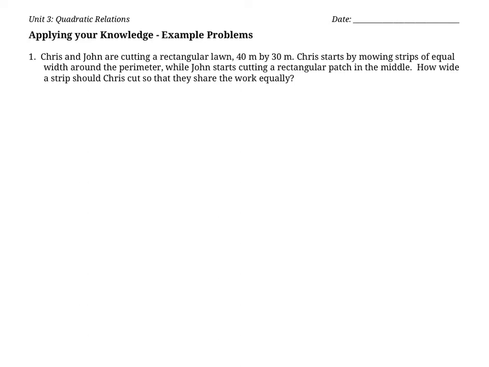So this first problem is a tricky one. It says Chris and John are cutting a rectangular lawn that's 30 meters by 40 meters. Chris starts by mowing strips of equal width around its perimeter, while John starts cutting a rectangular patch in the middle. How wide a strip should Chris cut so that they share the work equally? So they want to make sure that the two areas that they mow are exactly the same so that it's fair. So let's first start off by drawing a picture.